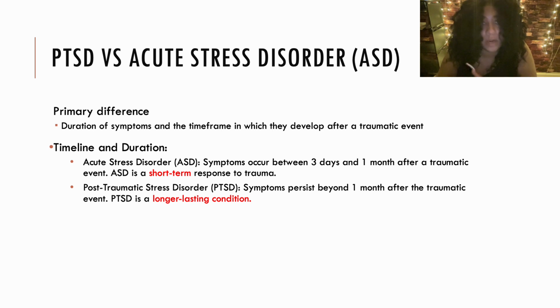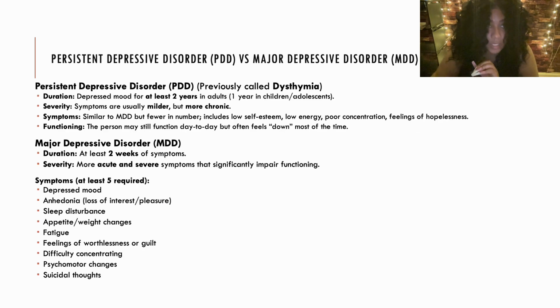You get a vignette that's talking about a traumatic event that occurred, and it happened a week after. You can't say it's PTSD. It will be acute stress disorder because PTSD has to be 1 month. The symptoms have to persist for 1 month after the traumatic event has occurred. So pay attention to the time frame and the duration of the symptoms in any vignette that you have for a DSM-5 question. Now, these two right here, very easy to tell the difference between the two of them.